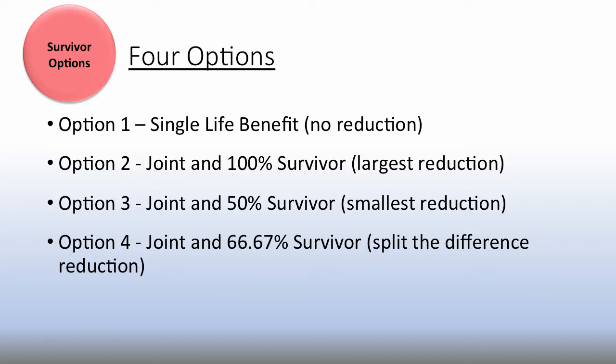Oh, and by the way, I said, if you don't select a survivor option and you don't have spousal consent, they will give you option 3, which is the joint and 50% survivor.